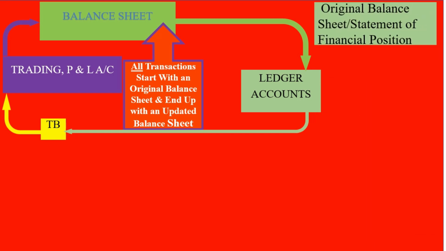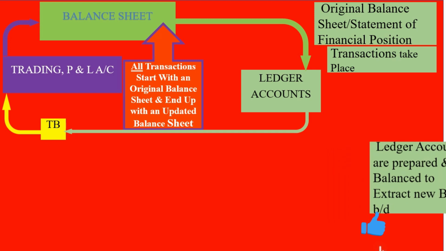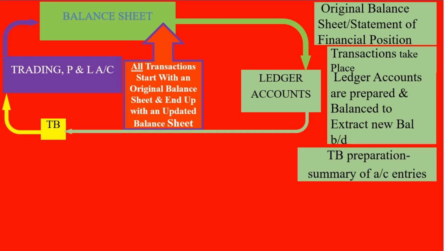Therefore, we are saying, in a nutshell, that the original balance sheet, which is also referred to as the statement of financial position, is followed by transactions that take place after the business has been financed by the owners, whereby the transactions are recorded in ledger accounts, whereby they are normally balanced at the end of the financial period, so as to extract the balances brought down and the totals of the respective ledger accounts. After that, we prepare a trial balance, which is actually a summary of account entries.